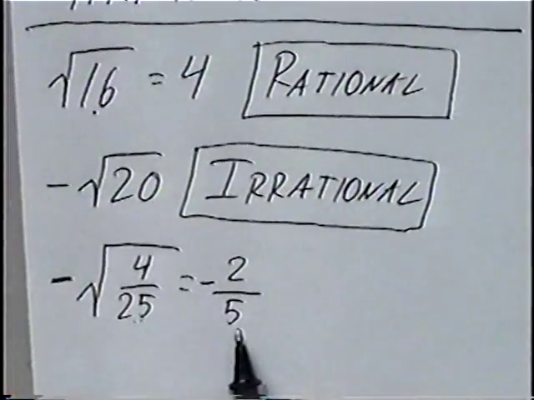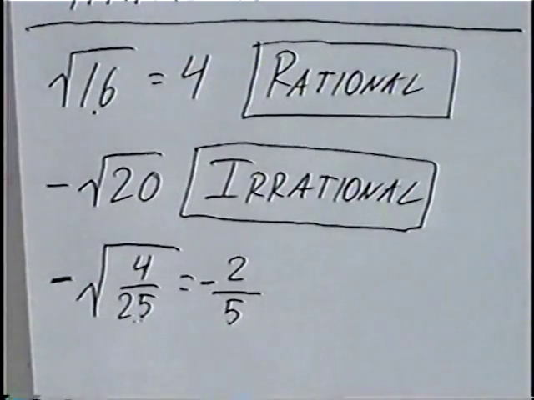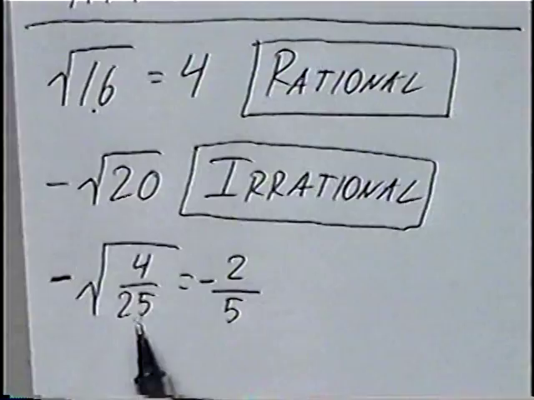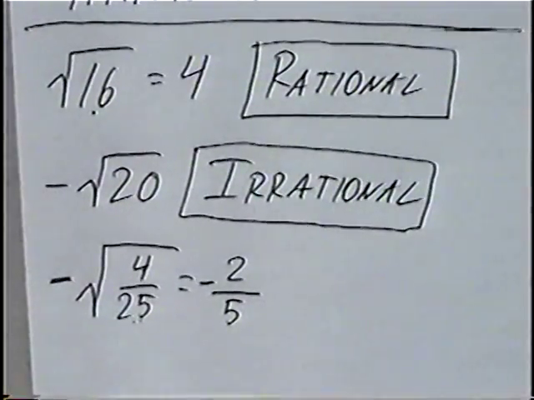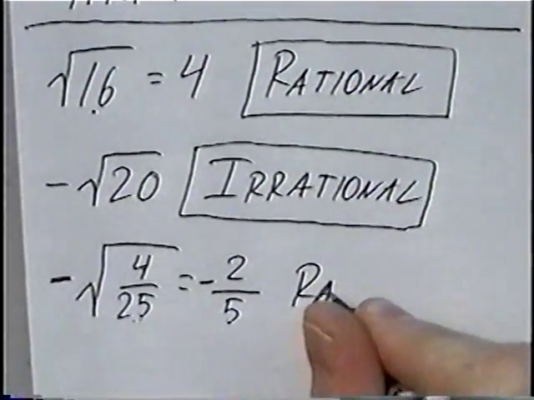So 4 over 25, since we can simplify both numbers, 4 and 25, that means the fraction is also a perfect square, which means the fraction is rational.